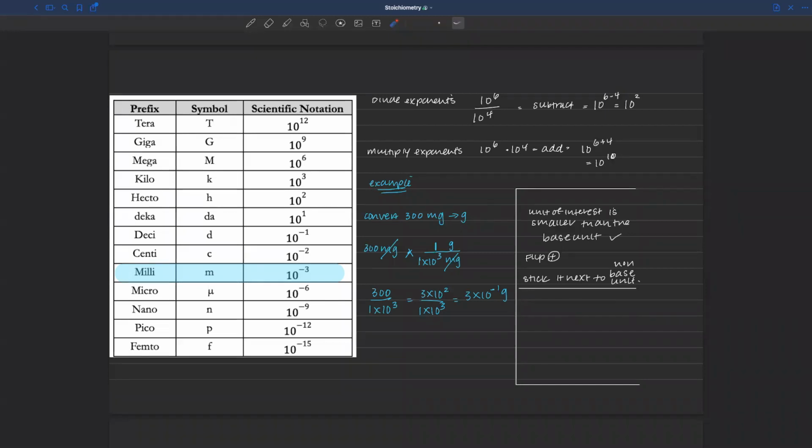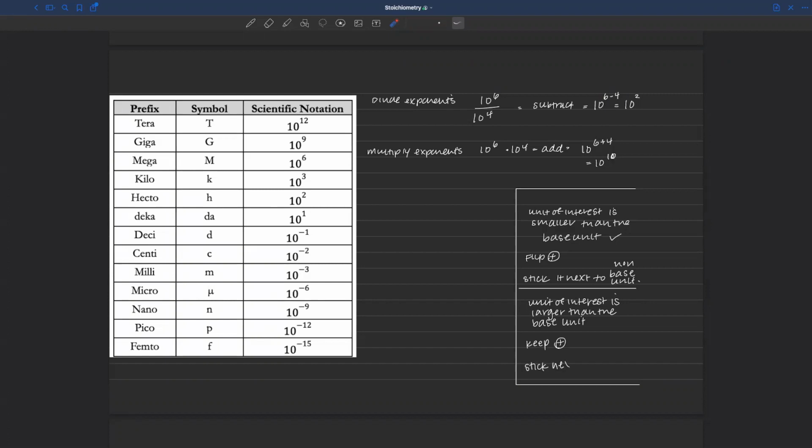All right, let's try a slightly different example. A little different, but overall, it's going to be somewhat of the same thing. This time, I want you to know a second set of rules. This is when the unit of interest is larger than the base unit. You will keep it as a positive number and stick it next to the base unit.